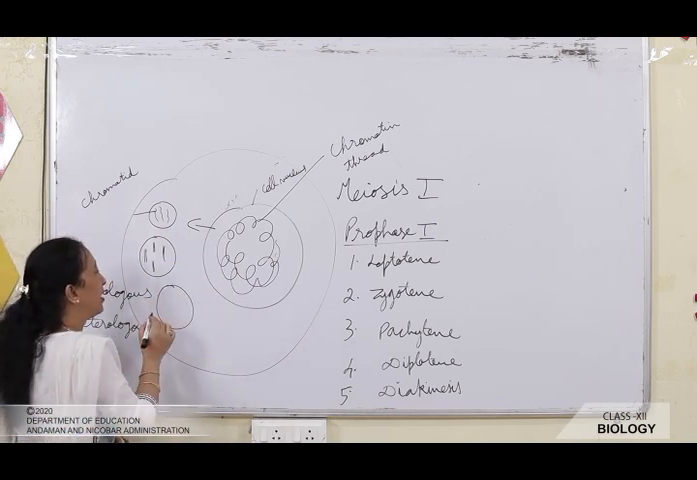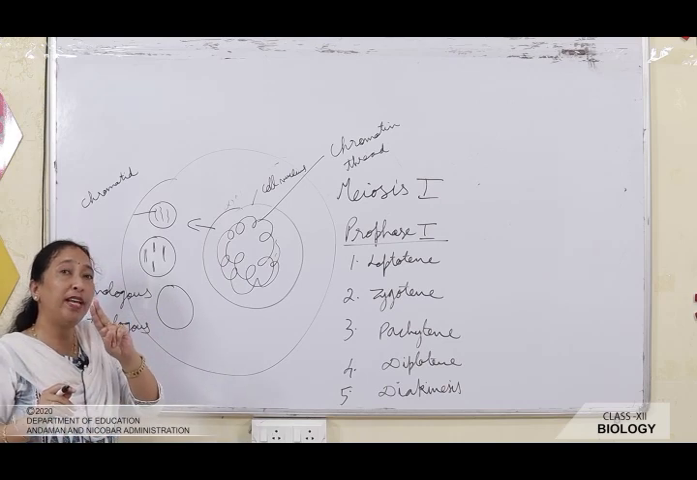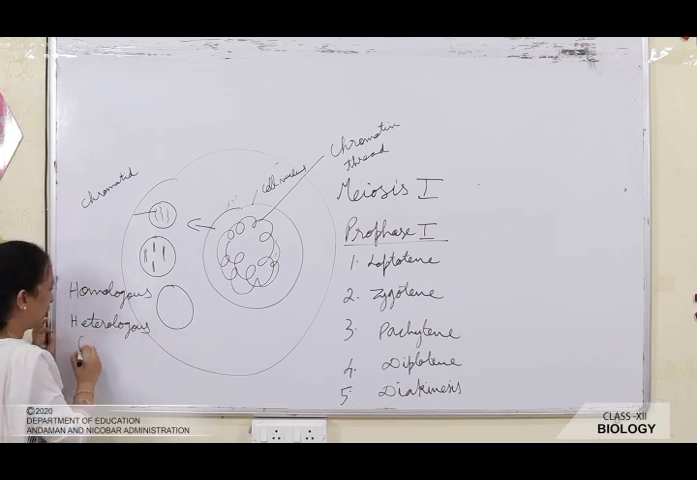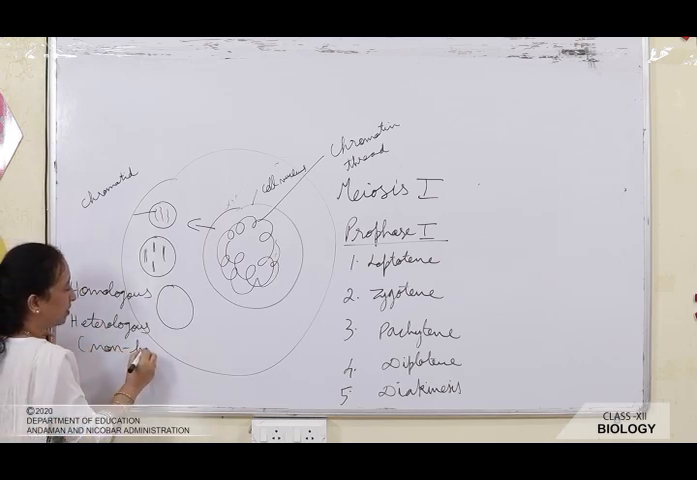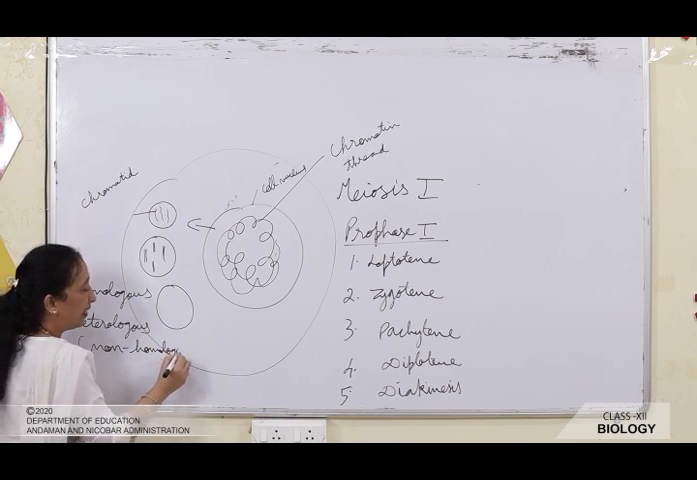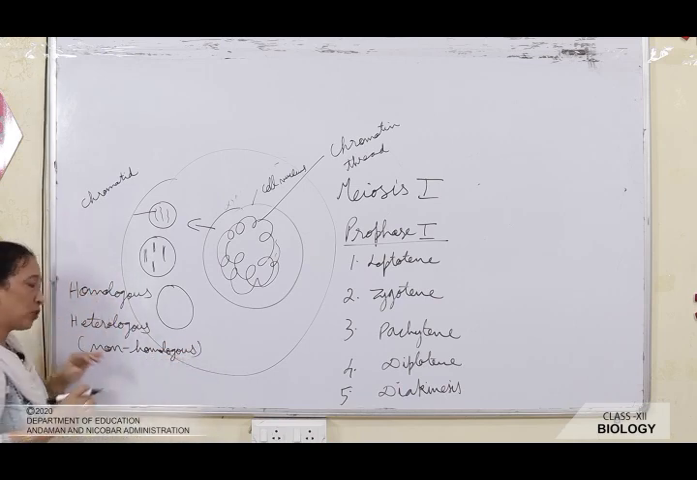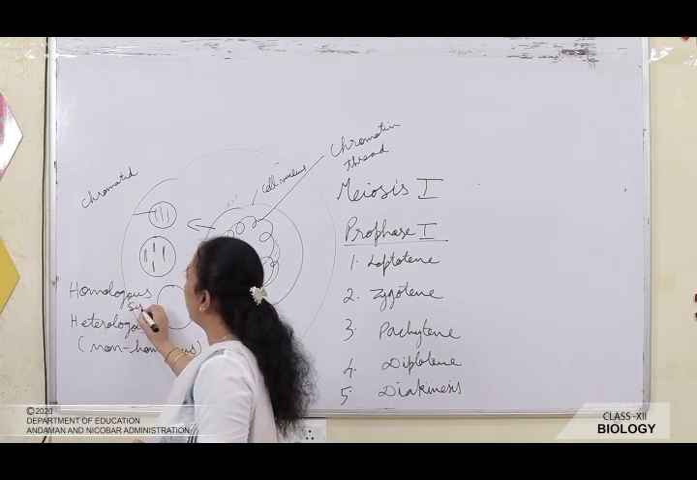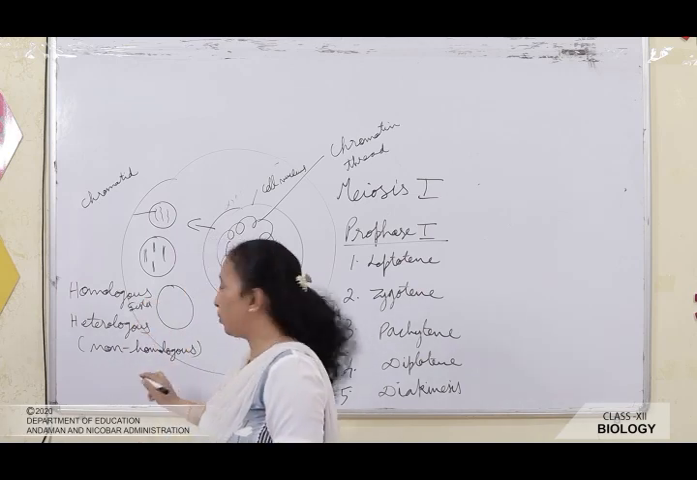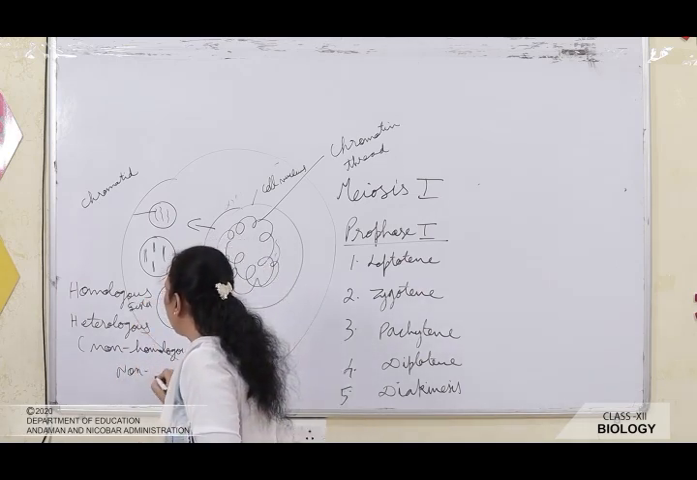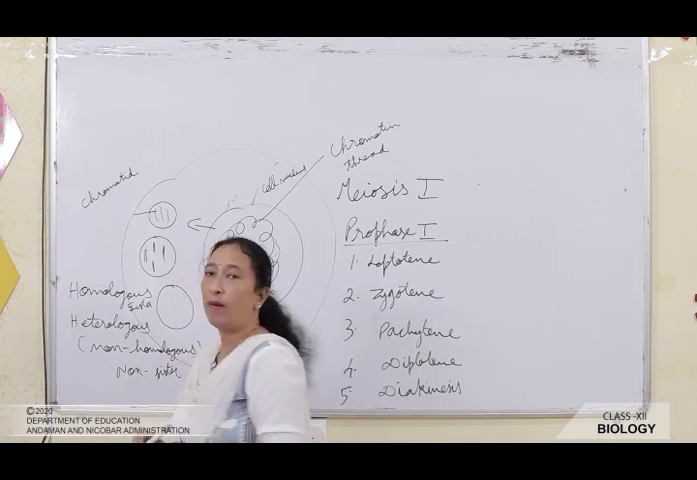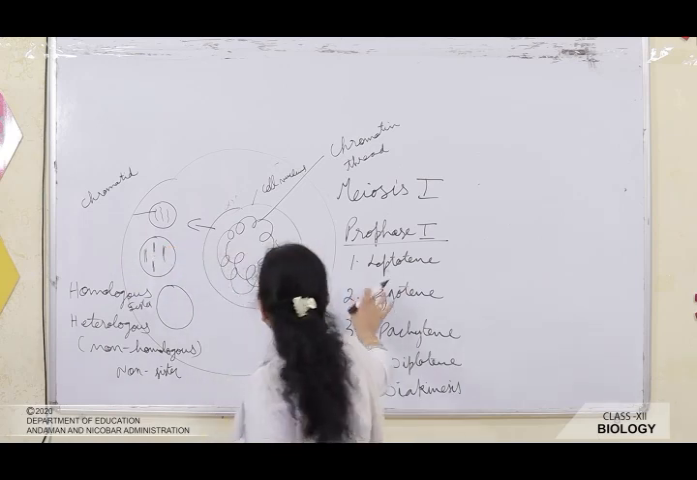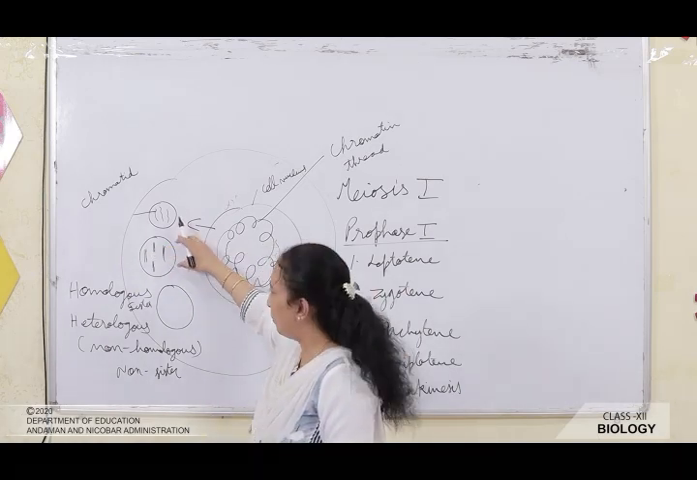Next stage, the pachytene stage, what will happen? Crossing over takes place between non-homologous chromosomes. I have written heterologous; it can also be called non-homologous chromosomes. There are different names for it: homologous chromosomes, non-homologous chromosomes, sister chromatids, non-sister chromatids or non-sister chromosomes. So in the zygotene stage, the homologous chromosomes come and lie side by side, that is, pairing takes place.